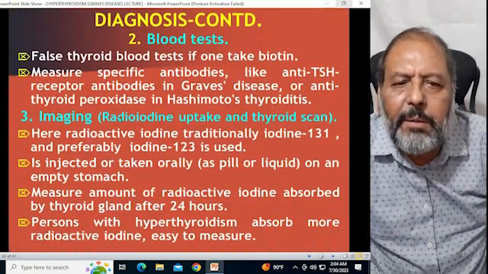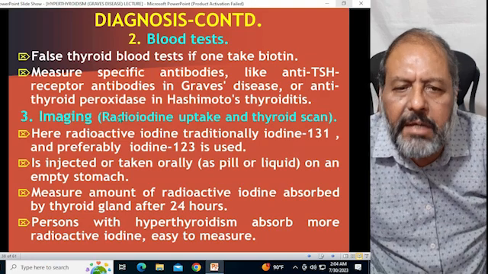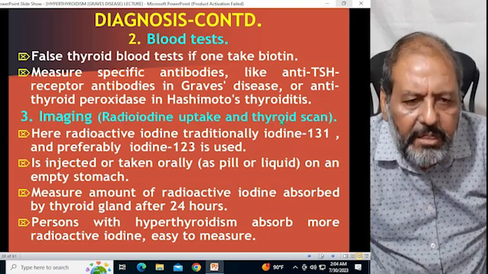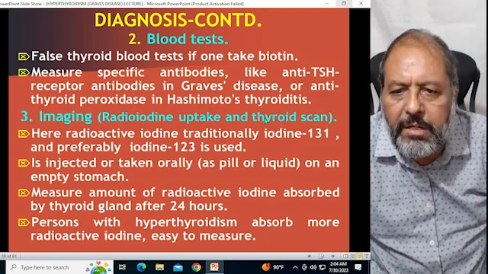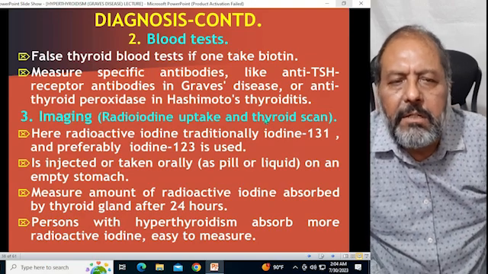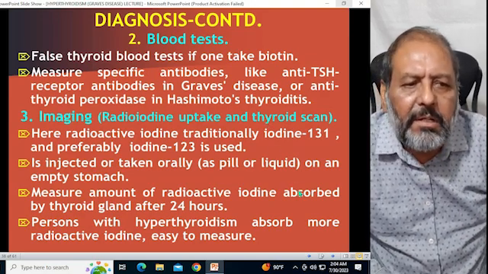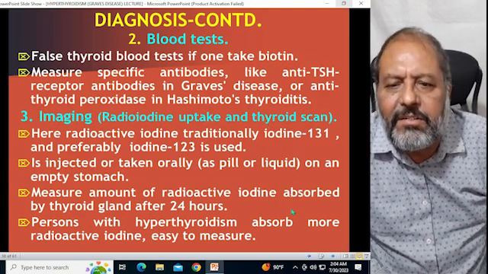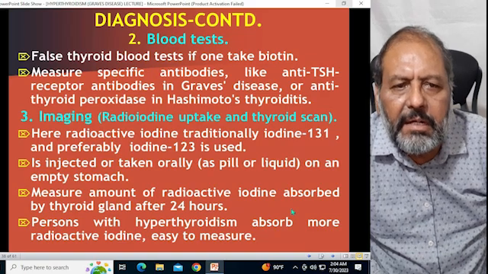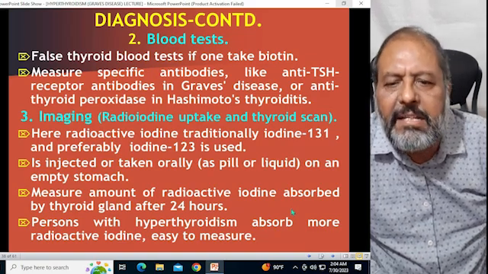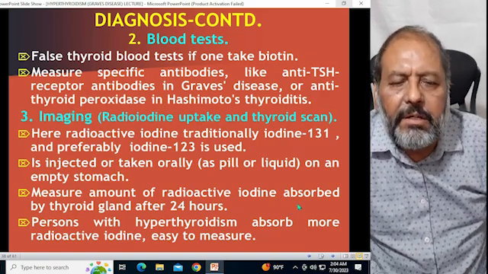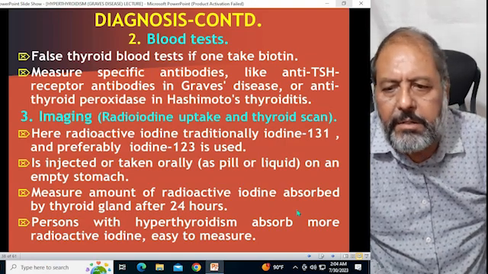Now, continuing the blood test, false thyroid blood tests are seen if one takes biotin. So, measure the specific antibodies like anti-TSH receptor antibodies in Graves' disease or anti-thyroid peroxidase in Hashimoto's thyroiditis.